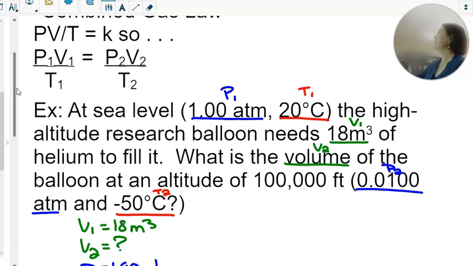So now at sea level, the pressure is higher, and as we go up, the pressure is less, so the volume has to be bigger. So then we know the volume should be bigger than this 18 cubic meters. And then when we have a temperature change, if the temperature goes down, then the volume also goes down, but which one affects it more? So let's think about that for a minute.